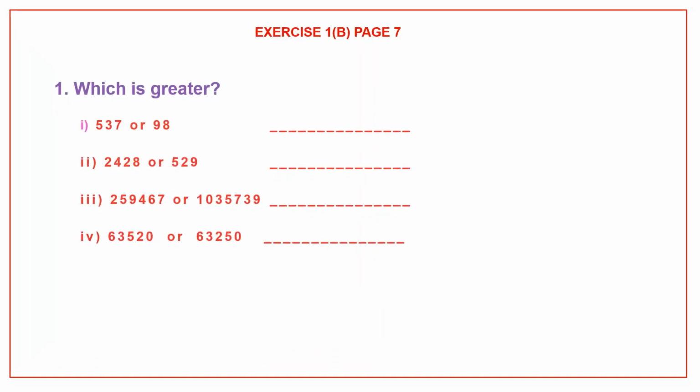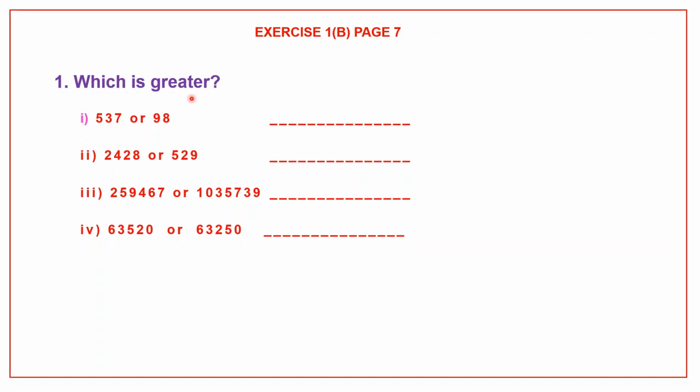Exercise 1B is on page number 7. Question 1. Which is greater? So we've been given a few numbers here and we have to write which is greater of these numbers. And the first one, 537 or 98. This is a simple one. We know 537 is the greater number. So let's write that there, 537.